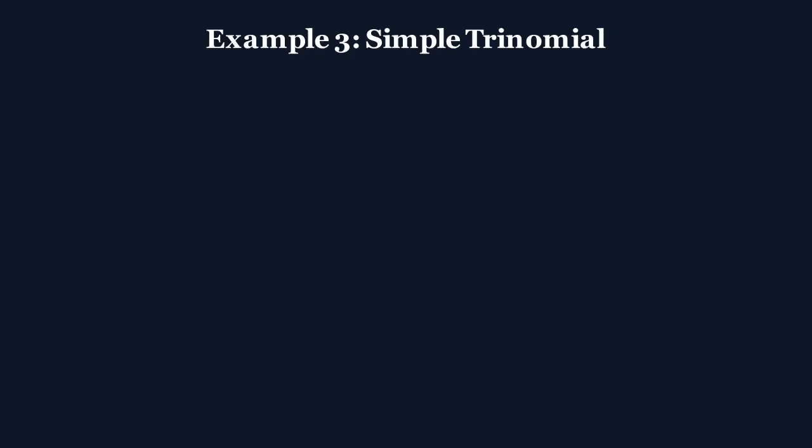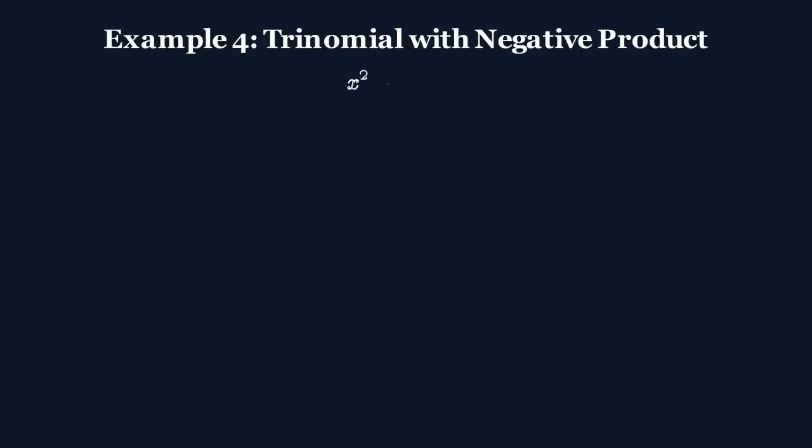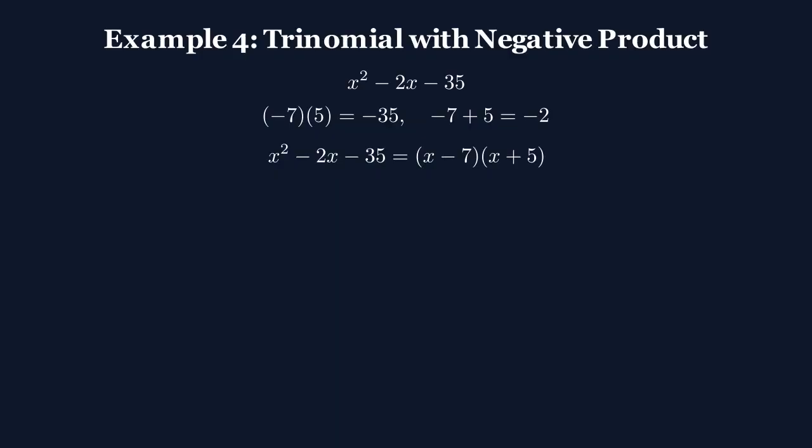Example 3. Factor x squared plus 11x plus 24. We need two numbers that multiply to 24 and add to 11. 3 and 8 work. So the factorization is (x plus 3) times (x plus 8). Example 4. Factor x squared minus 2x minus 35. We need two numbers that multiply to -35 and add to -2. -7 and +5 work. So x squared minus 2x minus 35 equals (x minus 7) times (x plus 5).